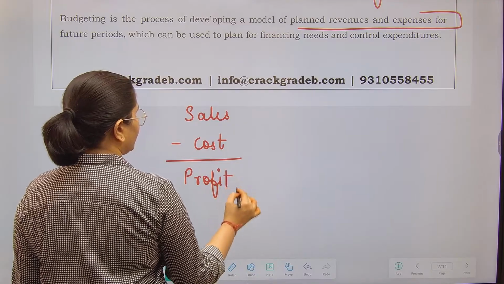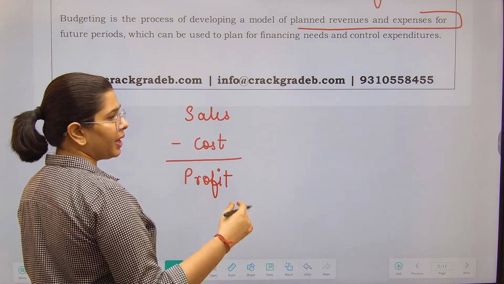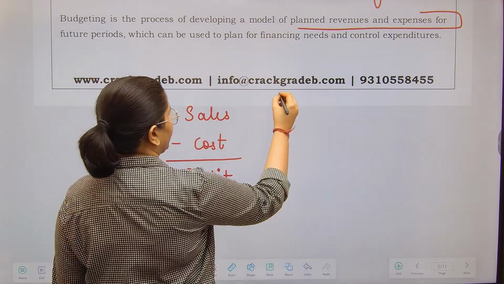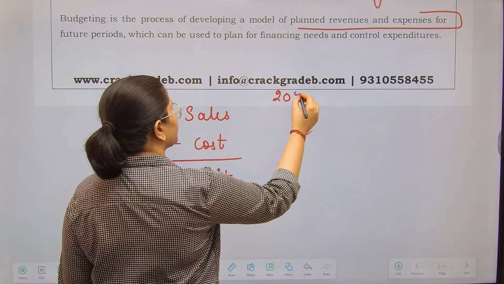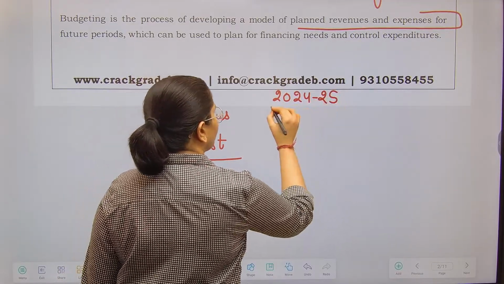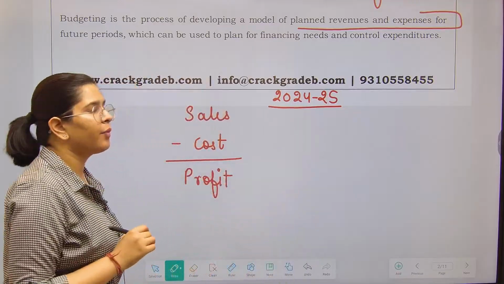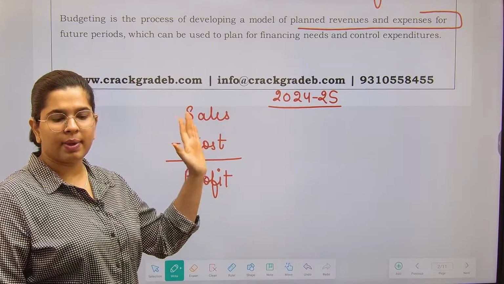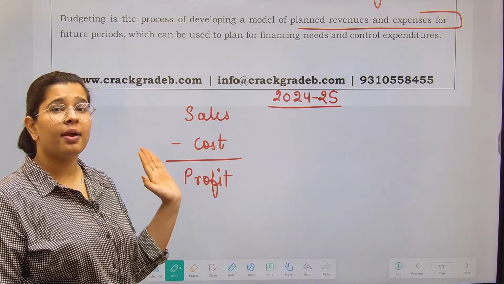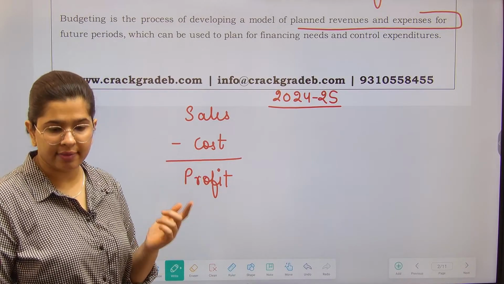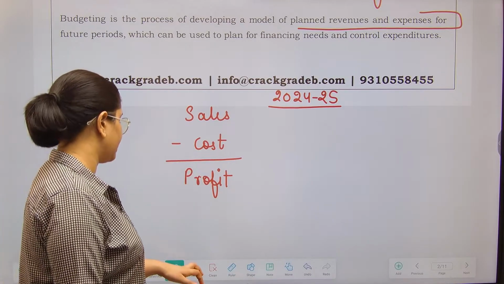Now when you are making the budget, you are making it for the future periods, right? आप आगे आने वाले periods के लिए बना रहे हैं. So suppose I am making this particular product budget for the next year. So for next year, I am going to estimate what is going to be my sales, what is going to be my cost, and what is going to be my profit. ठीक है, क्या sales होगी, क्या cost होगा, क्या profit होगा, everything I will decide for the next year.